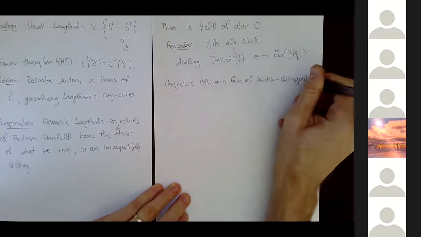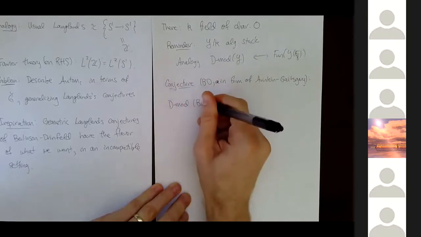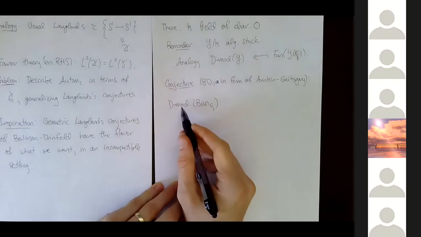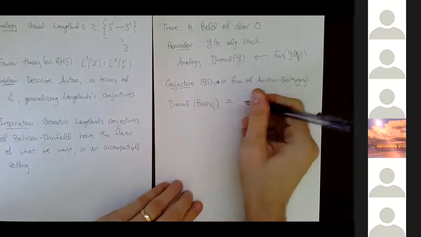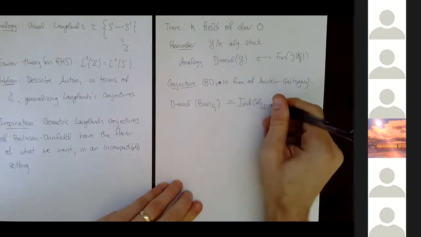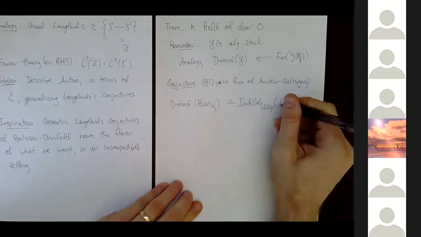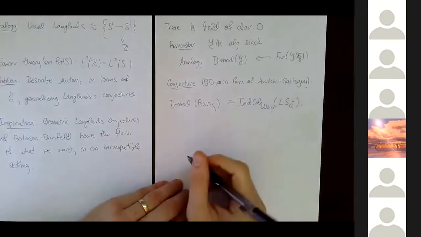states that the category of D-modules on the space of Bun_G, which here is analogous to the space of unramified automorphic forms that we looked at before, is equivalent to the category of what's called IndCoh, ind-coherent sheaves with nilpotent singular support, on the space LocSys_Ǧ, where there's a couple things to say here.